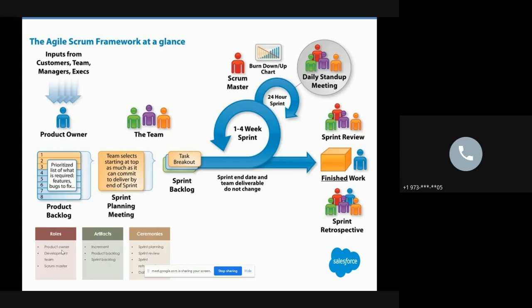But the thing is that the product owner is the one who maintains that list, right? You see here, and they are the ones who prioritize because they understand what is important for business and customers. So a prioritized list of what is required: features, bug fixes, and things like that. Now that list is called the product backlog, right? It's just another name for requirement document if we look at it from an old traditional way of project management. But product backlog is just a list of requirements, which are prioritized.